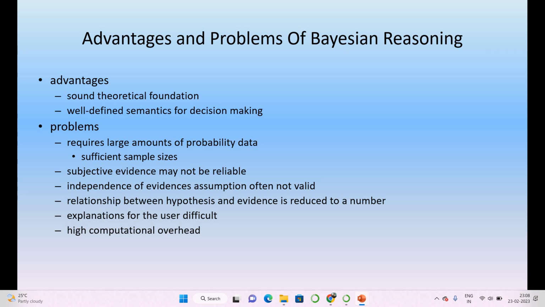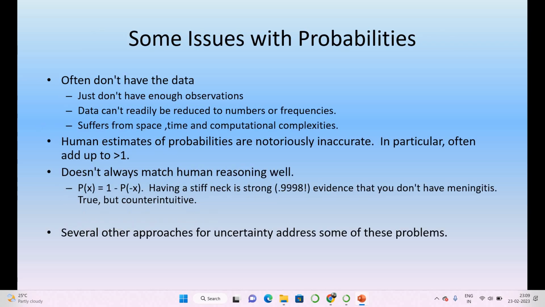So in this list of problems, the main things to remember are that it requires large amounts of probability data, it requires high computational power, and there is explanation overhead whenever you are going to explain it to any kind of users. Independence of evidence is normally not valid, and the relationship between hypothesis and evidence is reduced to a number. So there are many negative ends apart from the advantages of using Bayesian learning.